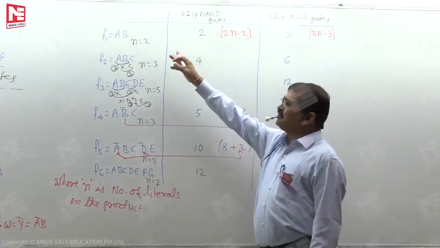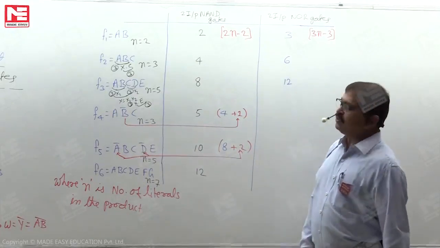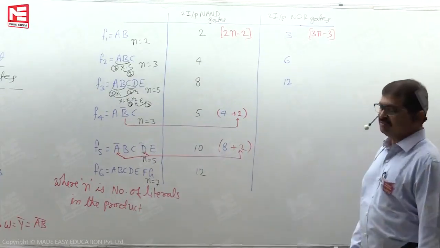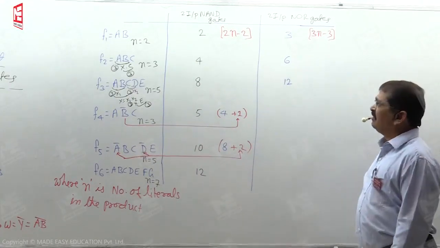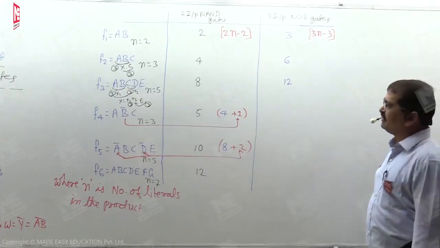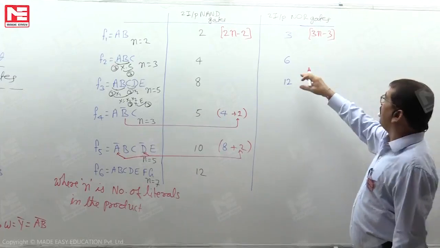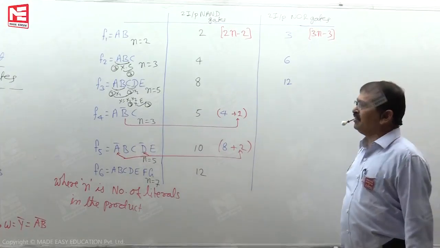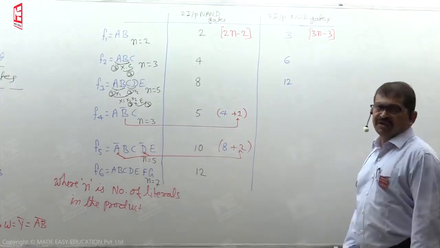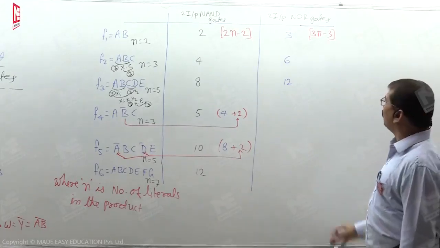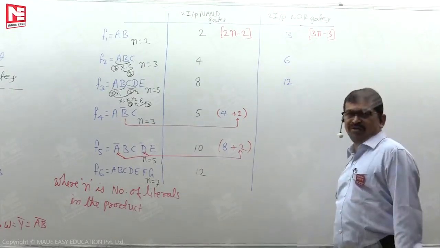For the first case, n is 2. So 3n is 6, minus 3, so 3. For F2, n is 3. So 3n is 9, 9 minus 3 is 6. For F3, n is 5. 3n is 15, 15 minus 3 is 12, and so on.